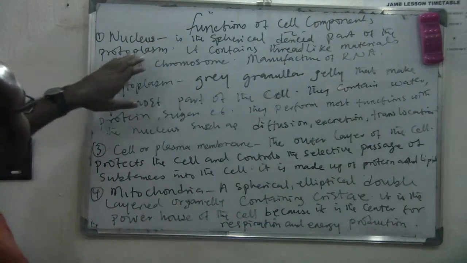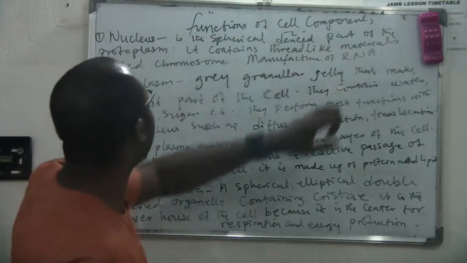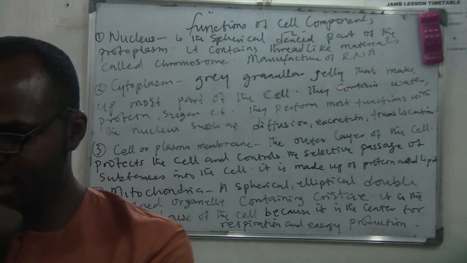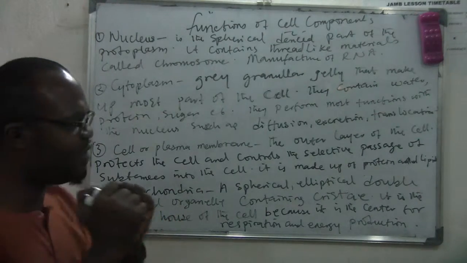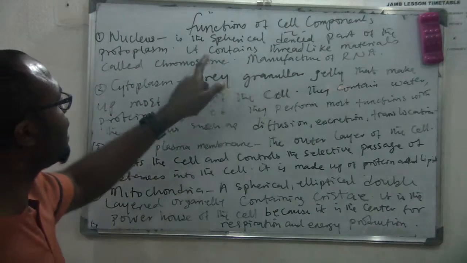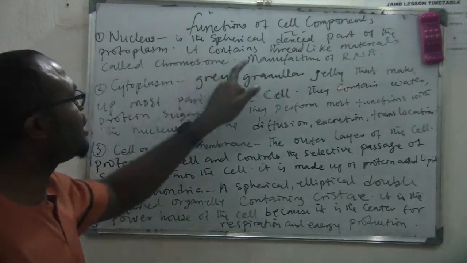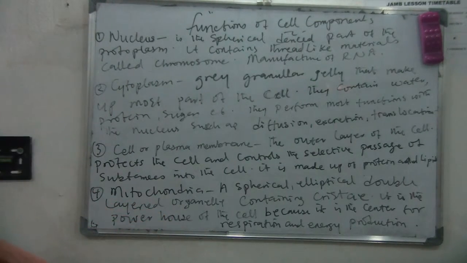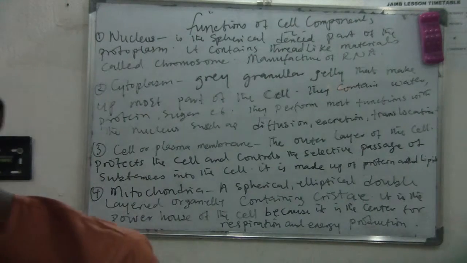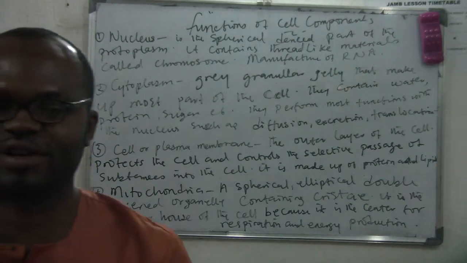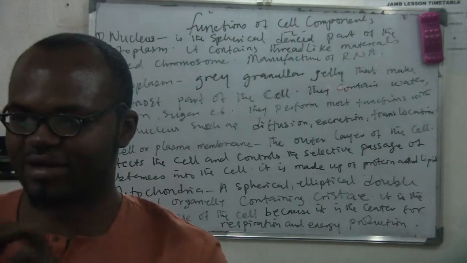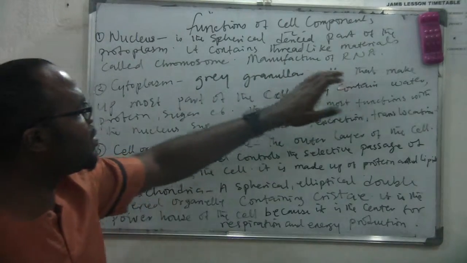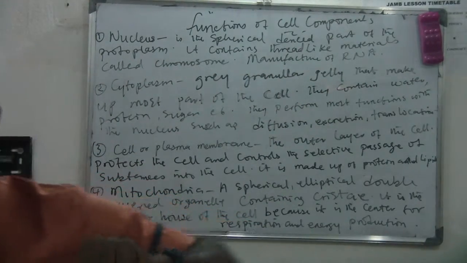Number one is the nucleus. The nucleus is the spherical dense part of the protoplasm. It is spherical, dense, it contains matter. You understand? It is heavy. It contains thread-like material called chromosomes. When we are talking about the fact that the cell contains information, most of these things are contained in the nucleus of the cell, isn't it? It contains chromosomes, and it is responsible for the manufacture of RNA, ribonucleic acid.